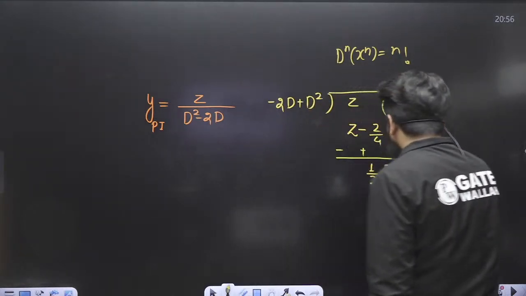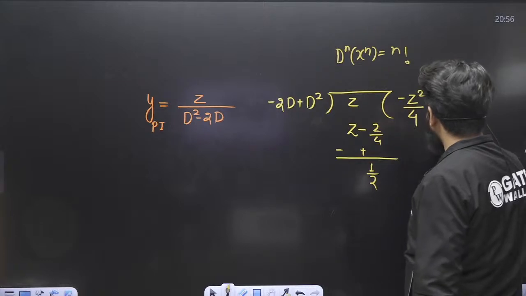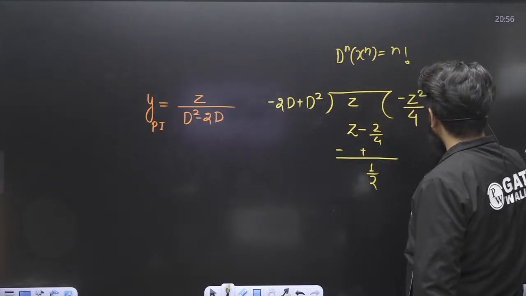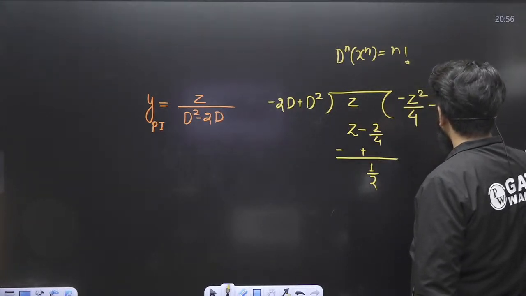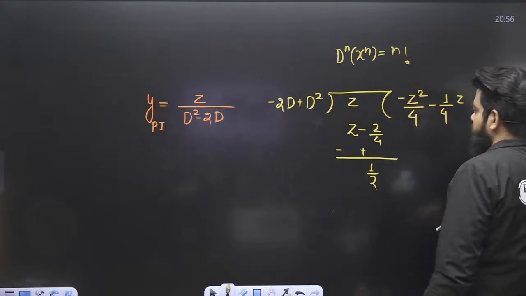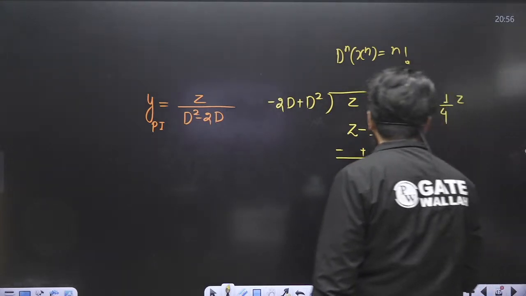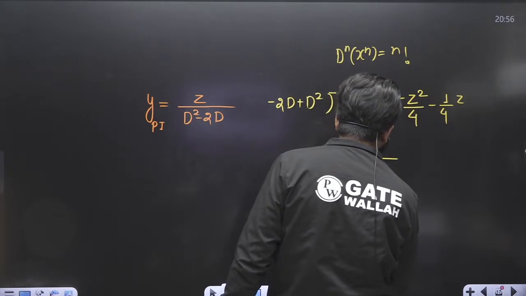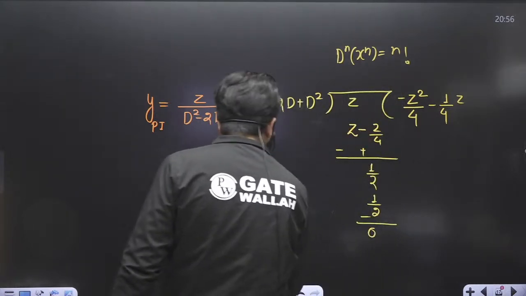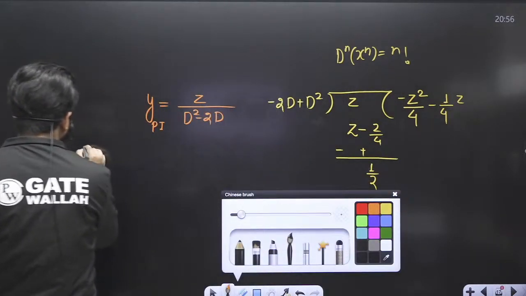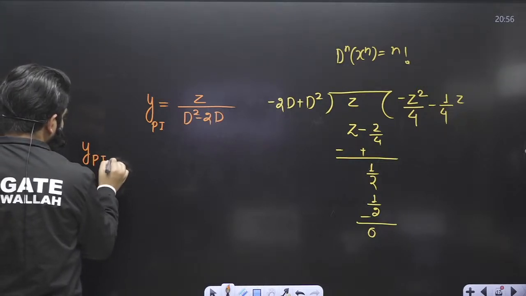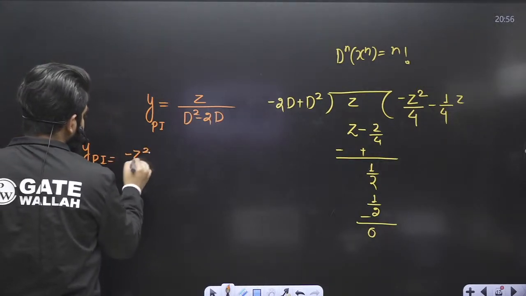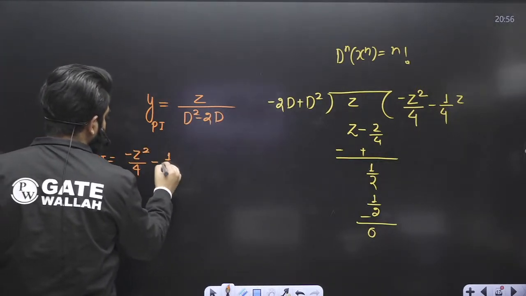How will you get the value as 1 by 2? If you need the value as 1 by 2, so this again becomes minus 1 by 4 into z. Differentiating gives 1 by 2 dz. Perfect. So this becomes 1 by 2 and the answer comes out to be 0. So the particular integral will be minus z square by 4 minus 1 by 4 z.